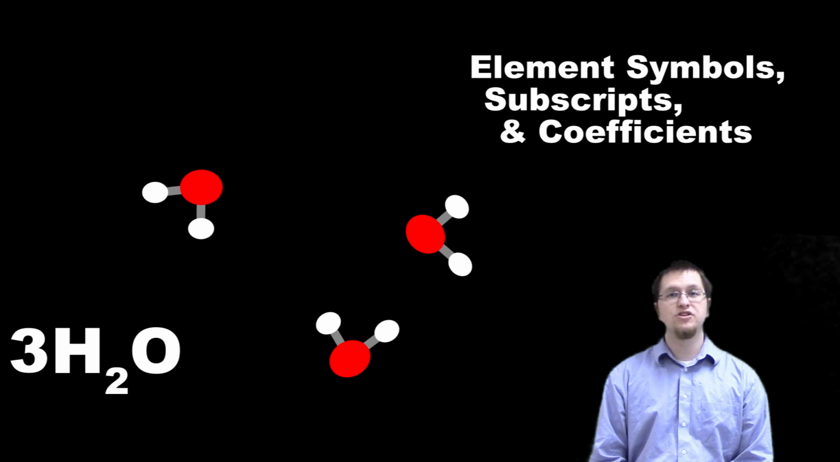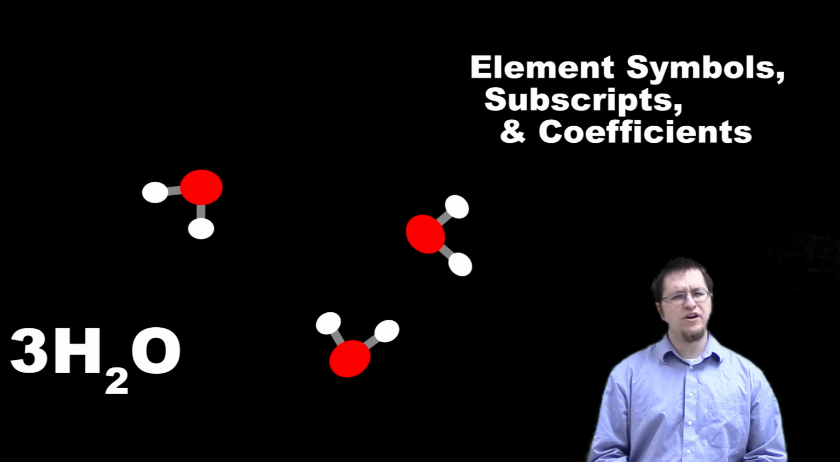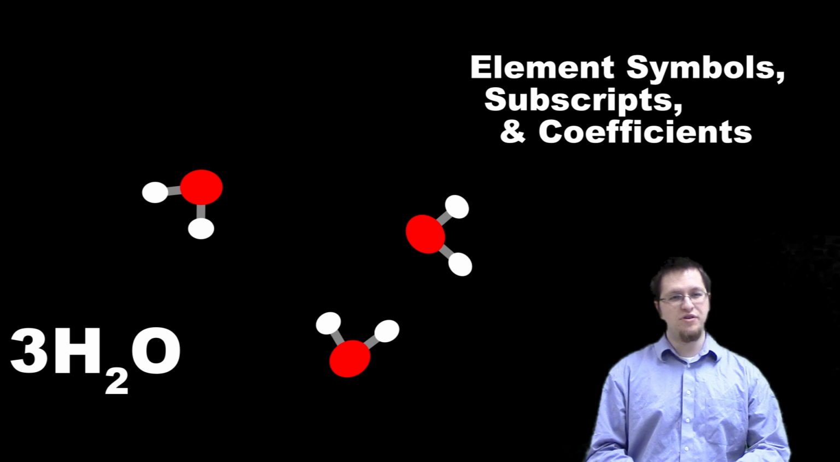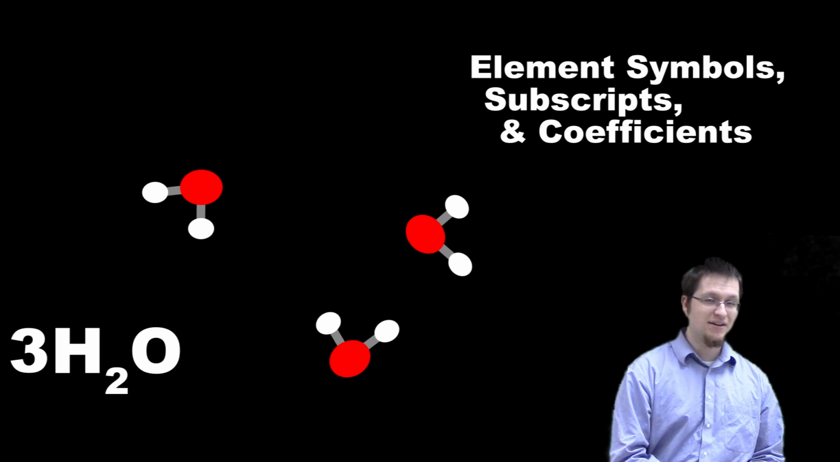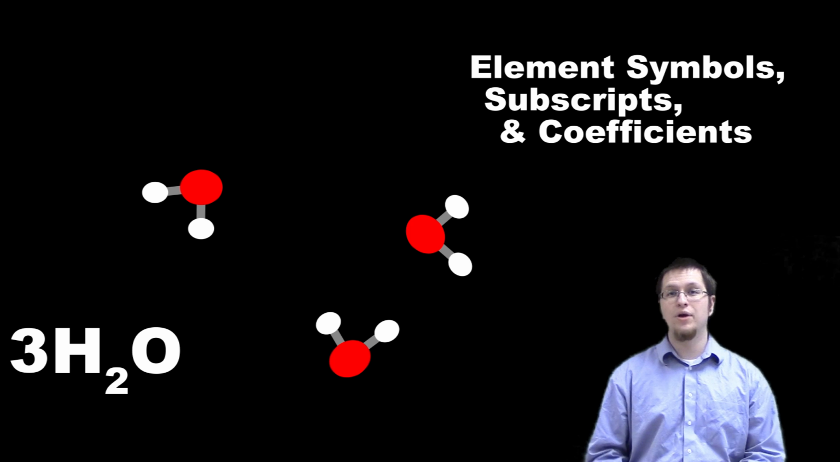So in the next video, we're going to talk about coefficients, subscripts, and how to look at a chemical equation and see how many atoms are present. It's very important when we're balancing equations to make sure we have the same number of atoms at the beginning as we do at the end. And in order to do that, we need to know how to count atoms up.